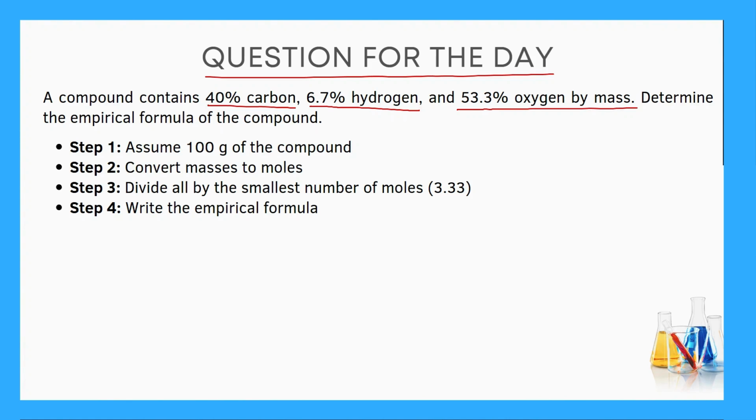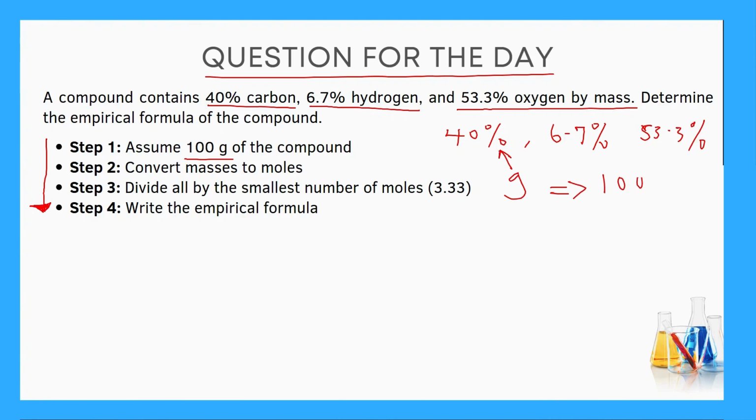Now, on the screen right now, we have the steps for determining the empirical formula of a compound outlined. So let's take each step one at a time and derive the empirical formula of the compound. Step number one says assume 100 grams of the compound. What does this mean? It means that all these percentages that we have, 40%, 6.7%, and 53.3%, simply change this percentage into grams so that when you add everything together, it will result to 100 grams.